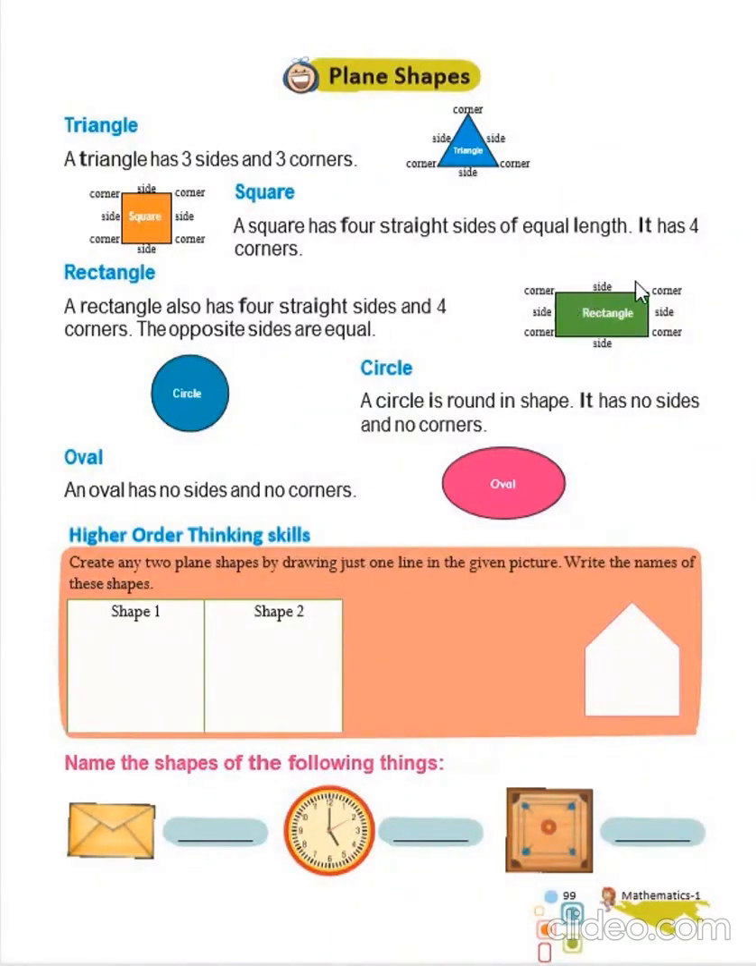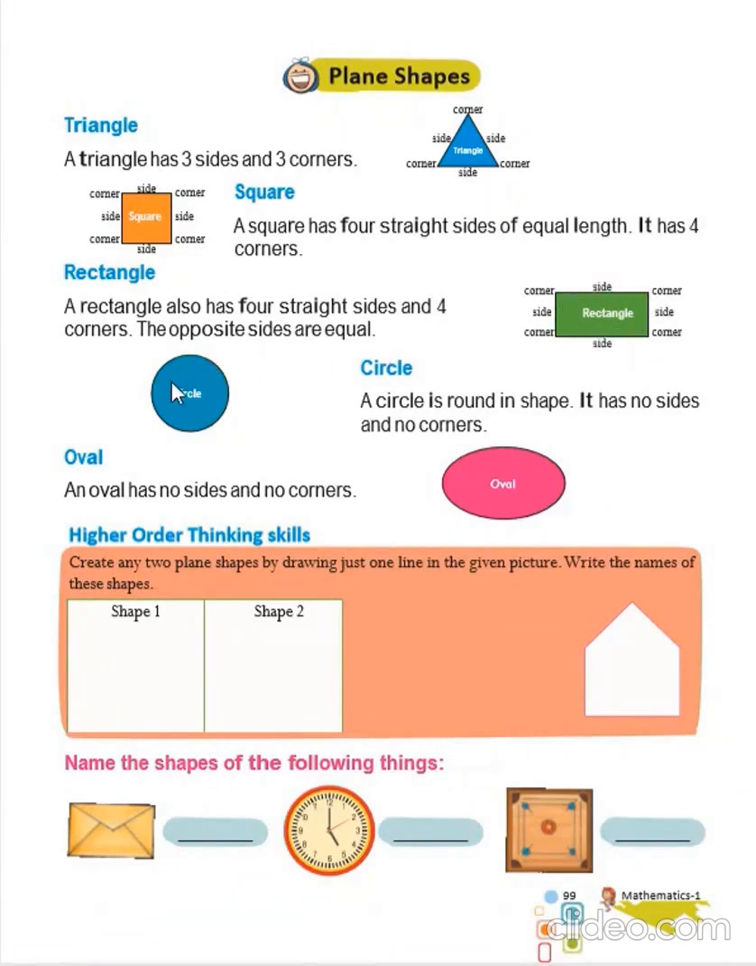Now look at this. This is a rectangle. How many sides are there? 1, 2, 3, 4. A rectangle has 4 sides. How many corners are there? 1, 2, 3, 4. 4 corners are there. Have you observed that the length of this side and this side are equal? And the length of this side and this side are equal. So the rectangle has 4 sides and 4 corners and the opposite sides are equal in length.